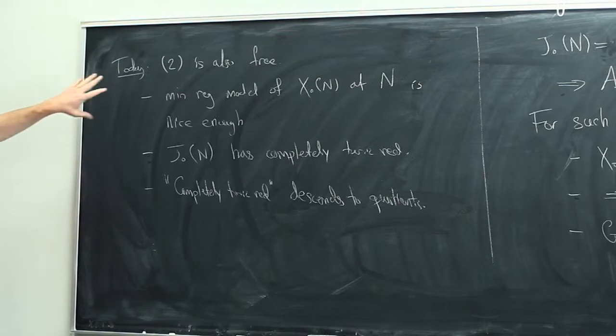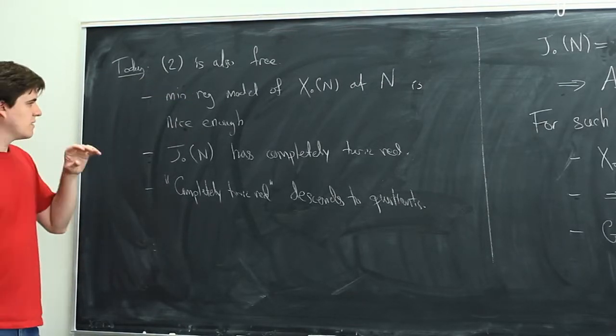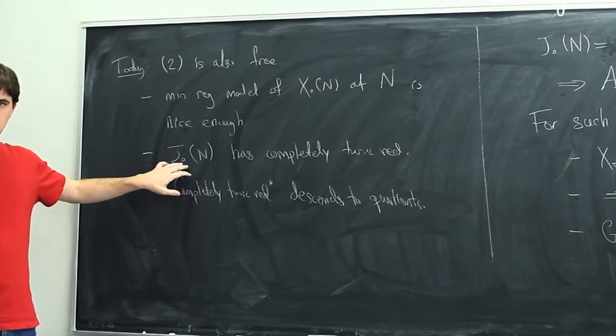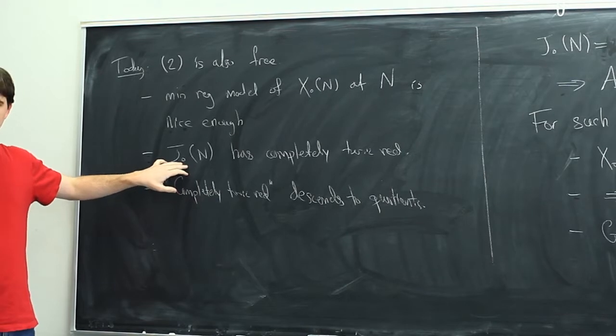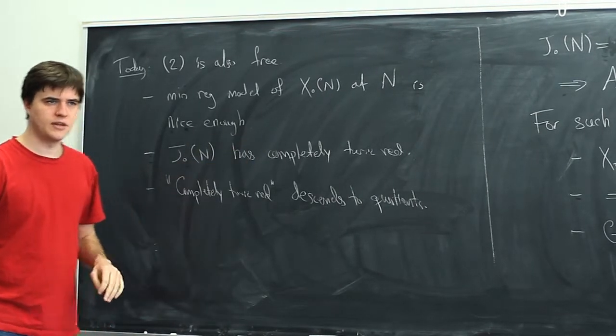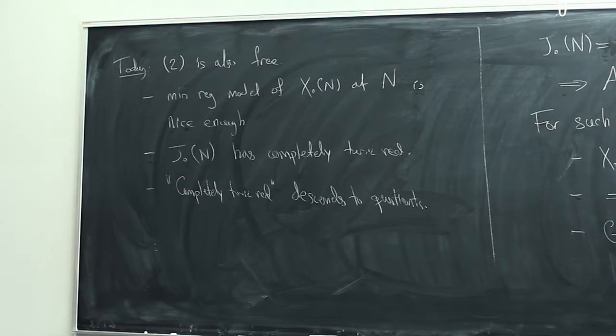So most of the work is going to be in this first step. To go from the model to the Jacobian, we're going to use a theorem of Raynaud, just as a black box. And then to get from that to toric reduction, it's just going to be a little computation. Okay, so that's basically the plan today. Are there any questions?